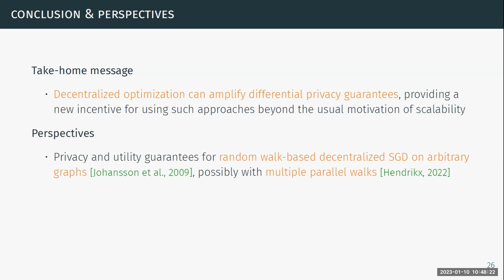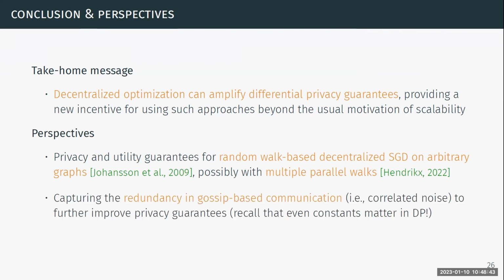And the things that we are looking at are, so this I think connects to your question. For random walk, so far we only have guarantees for the complete graph, but we are actually working on extending this to arbitrary graphs, and also potentially with multiple walks, multiple models that walk in the network in parallel. So this is for the random walk models. And there are also things about refined analysis to capture the redundancy in gossip-based communication, something that we are not currently doing in our analysis. It's a bit more technical.